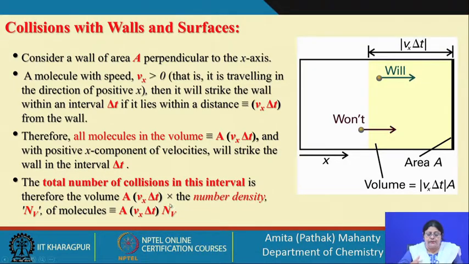So, total number of collisions will be always the total number of molecules present moving towards that direction into the number density, because we are always talking about one collision into the number density. The total number of collisions in that interval will be all the molecules within this volume into the number density. And what is the number density? We represent the number density by Nv, which is nothing but number of molecules per unit volume of the container.